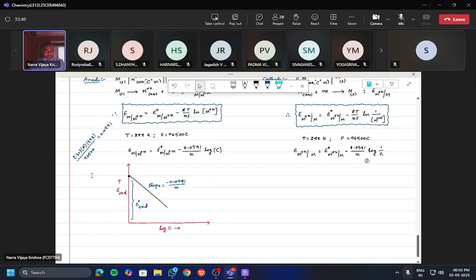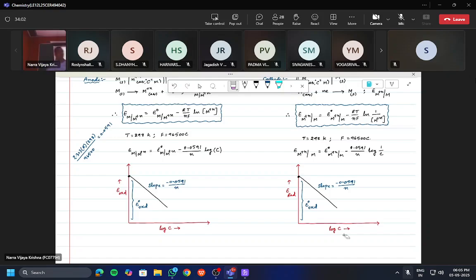Again, if I am plotting a graph between, can I call it oxidation or reduction now? Reduction. So if I plot a graph between E reduction versus log C, if I write this as log C, what happens to this? If I write it as log C, this becomes positive. Means now the slope becomes positive. So how will the graph be? Correct or not? So what did you get?